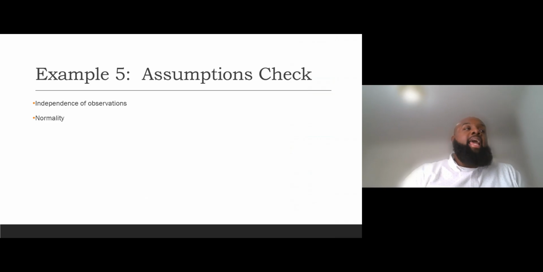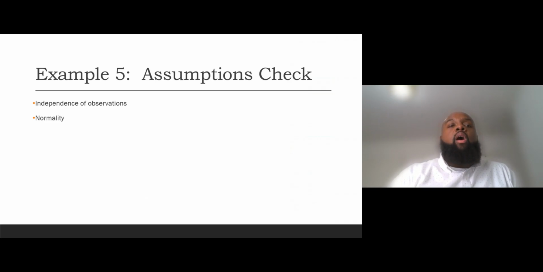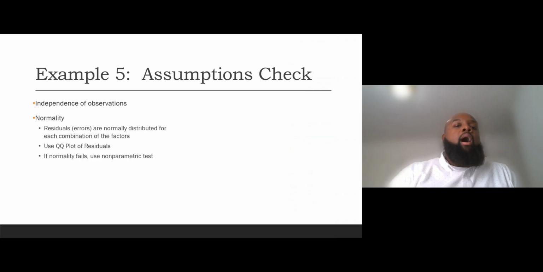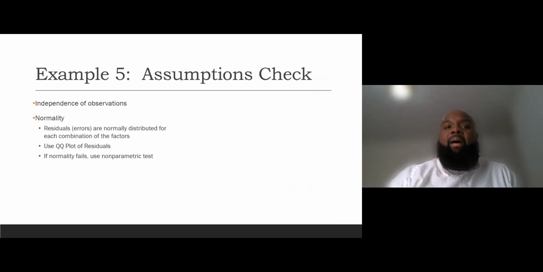We can check, however, the normality and the homogeneity of variance assumption. With the normality assumption, we need that our residuals or our errors are normally distributed by all combinations of the factors. We can test this by doing a QQ plot of residuals. I'll show you that in JASP.